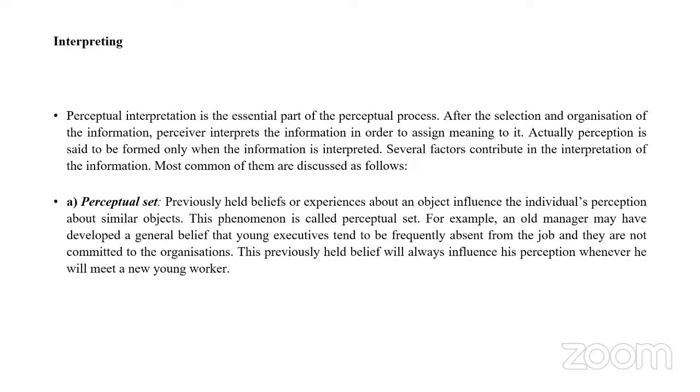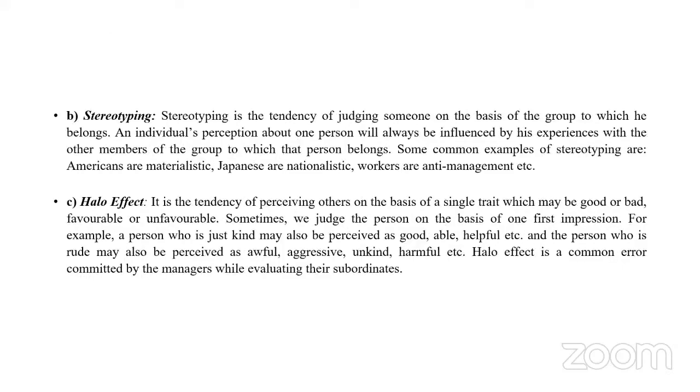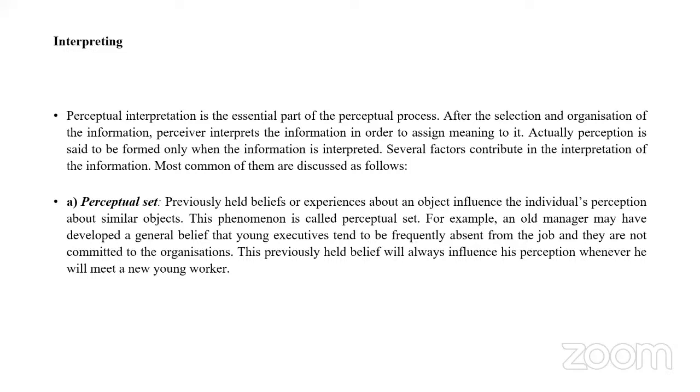But why are we still studying it? Because it has an impact on our human behavior. Why is perception not always right? Why are there sometimes errors in our perceptual process? Now, these points will explain that to us. Perceptual set. What does it mean? Perceptual set refers to previously held beliefs or experiences about an object. That is what is called a perceptual set.